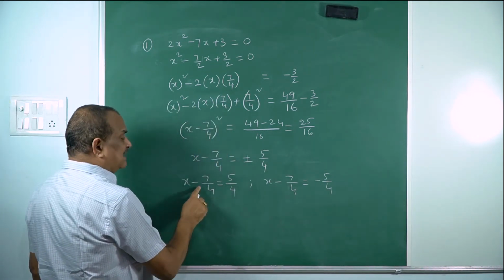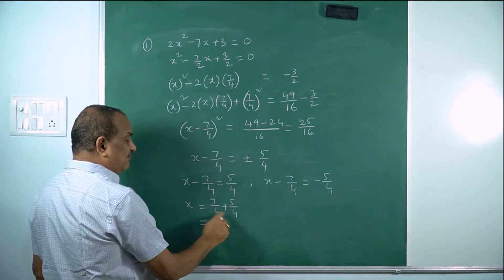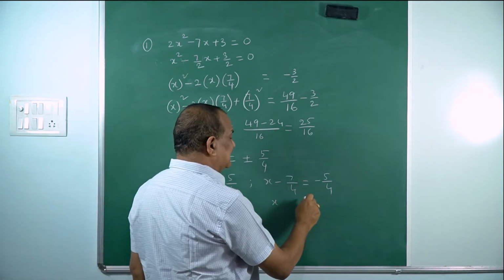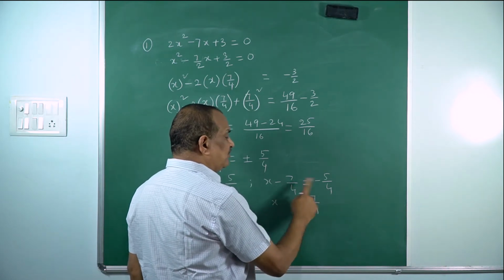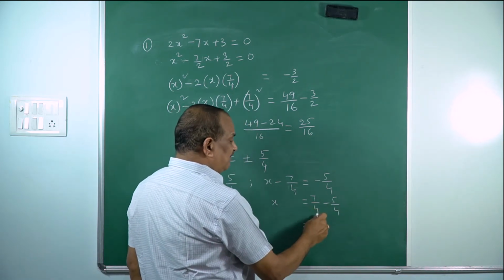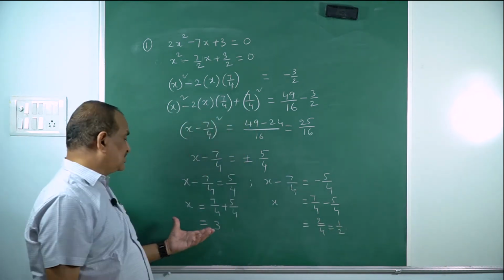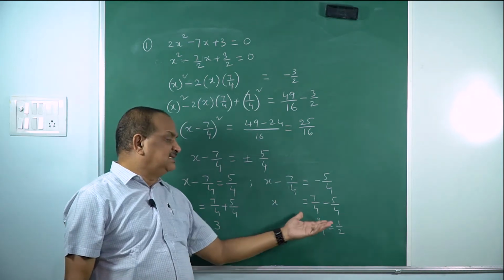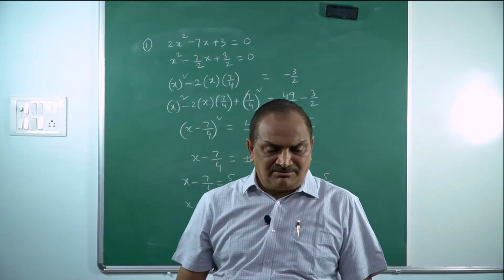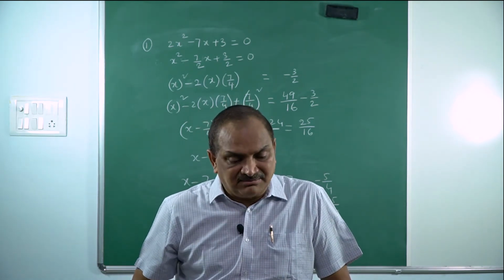Now minus 7 by 4 will go to that side. 7 on 4 plus 5 on 4 is 12 on 4, which is 3. For the other one, x is equal to, this will go that side, plus 7 by 4, and minus 5 by 4 is already there. 7 by 4 minus 5 by 4 is 2 by 4, and 2 by 4 is the same as 1 by 2. So these are the roots. x is equal to 3 is one root. x is equal to half is another root. So we have found the roots of the equation by completion of square. That is the method we are following.